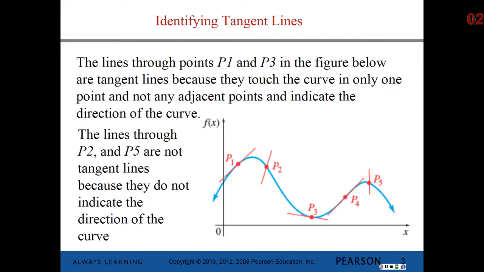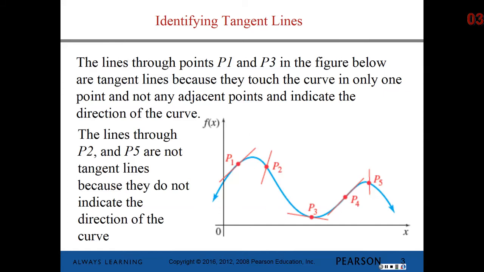But in order to be a tangent line, it has to also show the direction of the curve. Does it do that? Does it give you an idea of the steepness of the curve? And for that, I would say yes, it probably does. But it is questionable, because it still cuts through the curve. So it makes you kind of doubtful. And that's because point P4 is a very special place on that curve. It's called an inflection point.